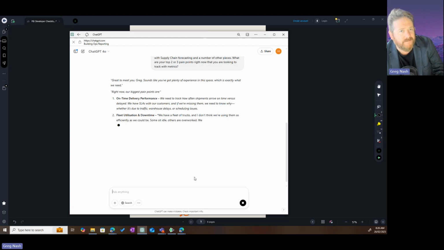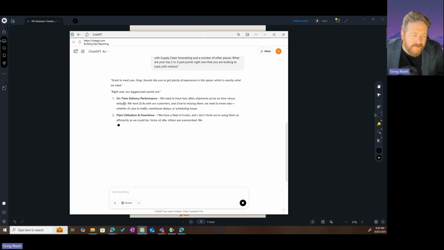And you can see, if you're thinking about this from a reporting point of view, that's just the first bullet point. And they've already mentioned shipments, on-time shipments, delayed shipments, SLAs, customers. Are they missing their SLAs or are they not missing their SLAs? Why are they missing their SLAs? And then possible causes: traffic, warehouse delays, and scheduling issues. I could probably build 4 fact tables there potentially.